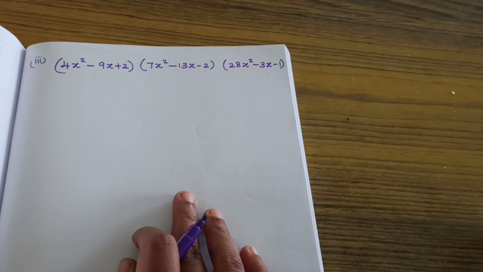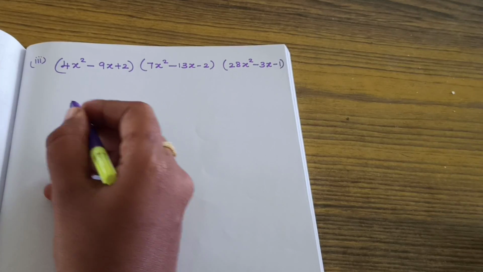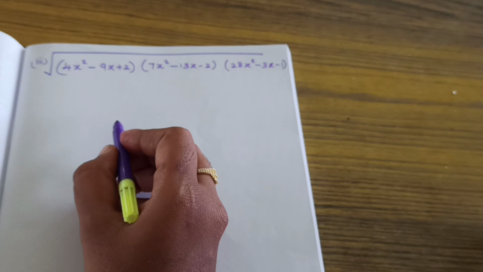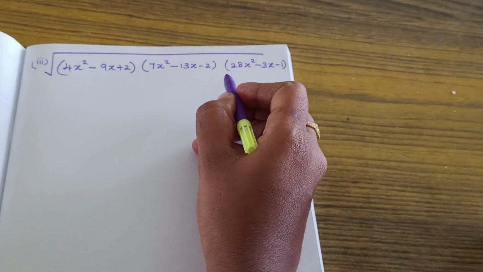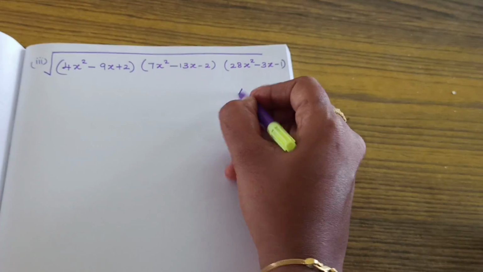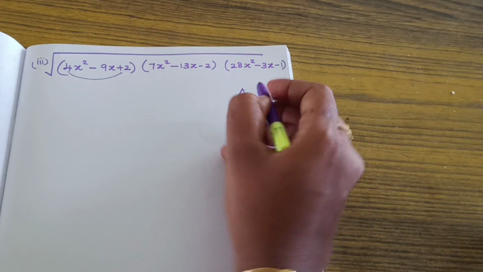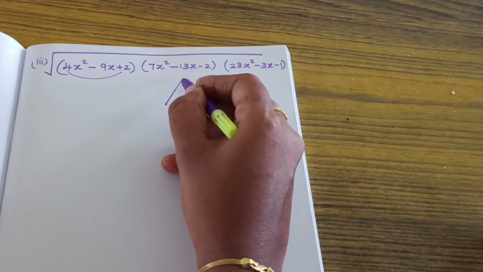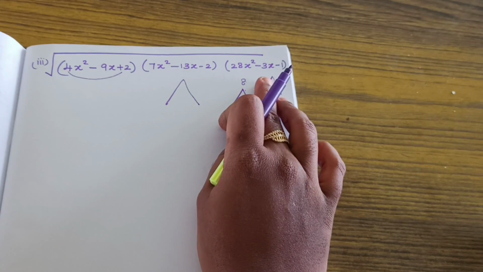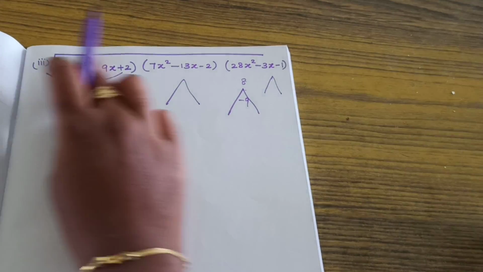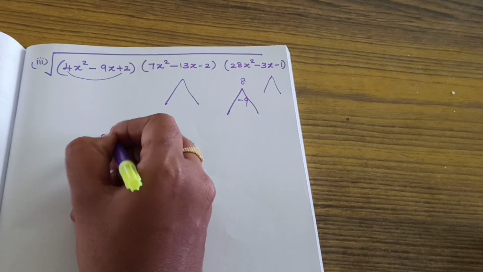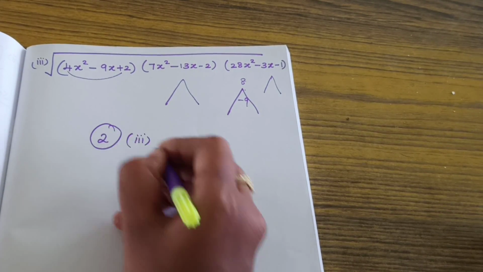Got it? Okay, listen. The third question, square root of this. This one you can do as homework because it is very simple. Three polynomials are given, that is quadratic polynomials are given. So each one you need to split like this, 8 and minus 9. After that, this also you can split like this. This also you can split like this. After finding this, you will get two terms. And after taking square root, you will get the answer easily. So this problem, that means second question, third one, you can do as homework.